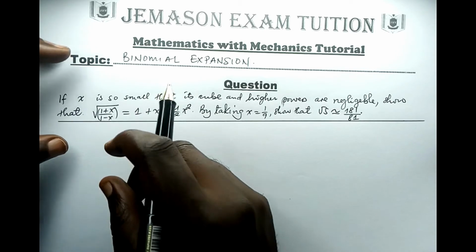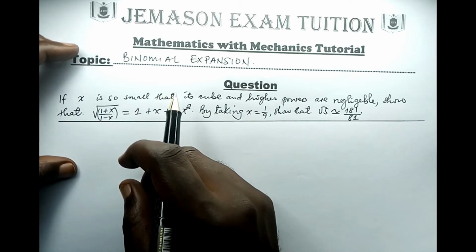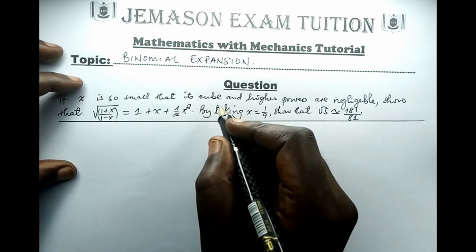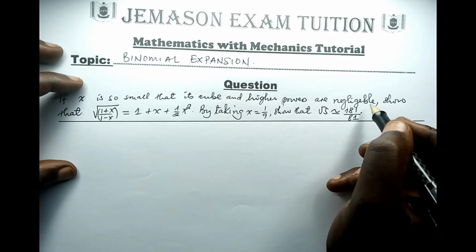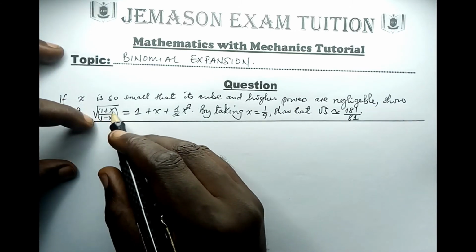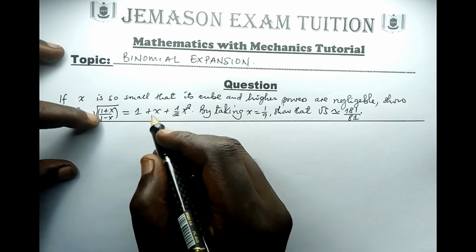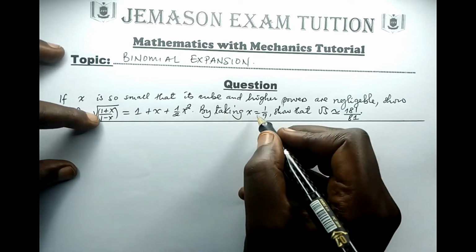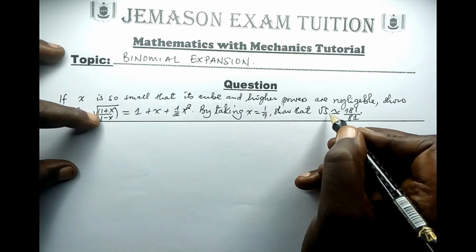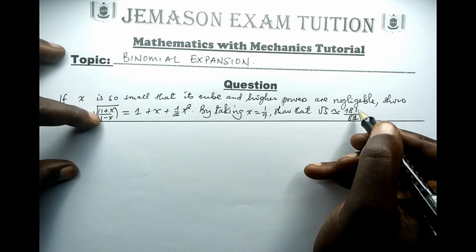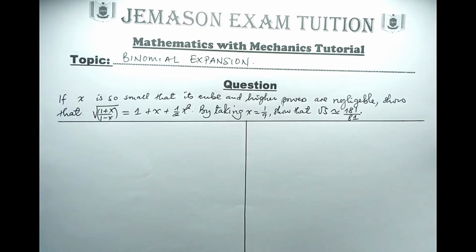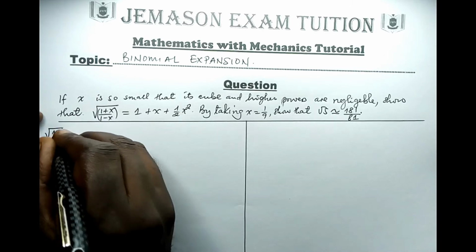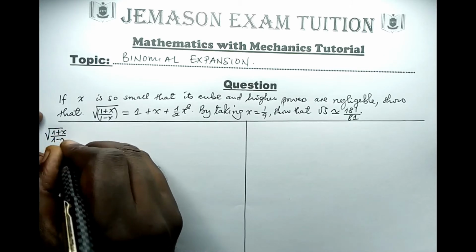Jameson tutorials. In this session we focus on binomial expansions, and the question says if x is so small that its cube and higher powers are negligible, show that the root of (1 plus x) all over (1 minus x) is equal to 1 plus x plus half x squared. By taking x equals 1 over 9, show that the root of 5 is approximately equal to 181 all over 81. So we begin with the first part, the expansion of (1 plus x) all over (1 minus x).